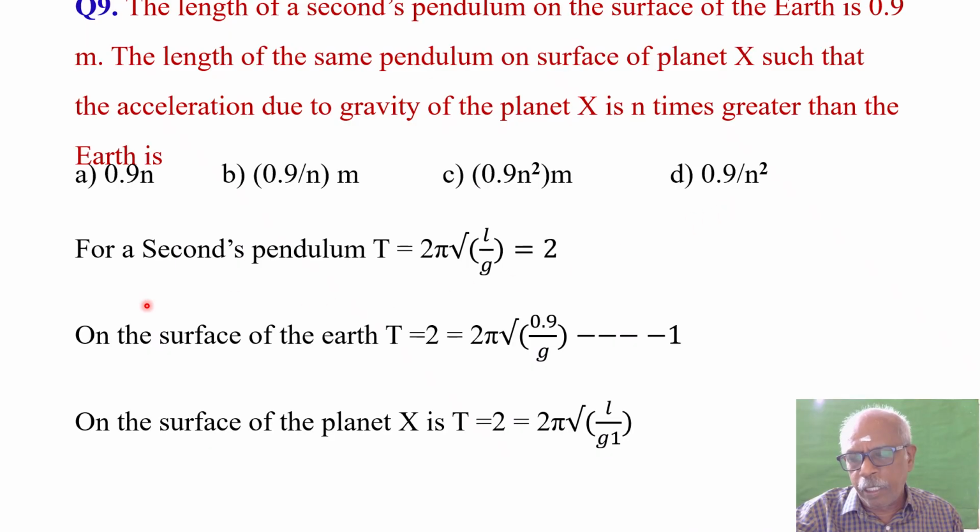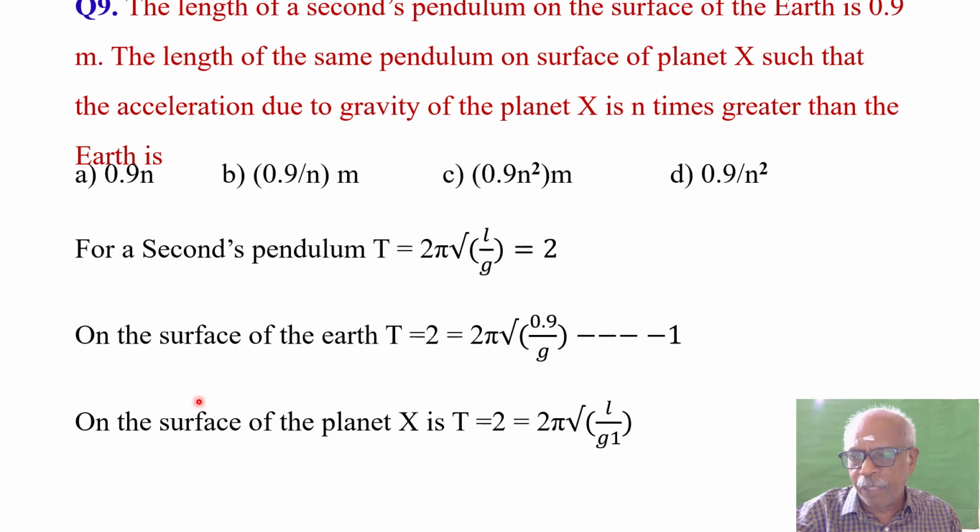You know that. What is a second pendulum? A second pendulum is a simple pendulum for which the time period of oscillation is 2 seconds. Only if you know this information can you solve this problem. So for a second pendulum, capital T is equal to, for any simple pendulum, 2 pi into square root of L by g, which is the formula for time period of oscillation. And this value is equal to 2 seconds.